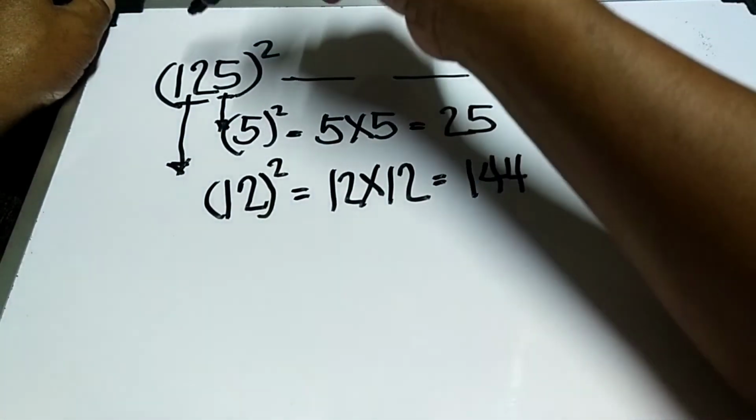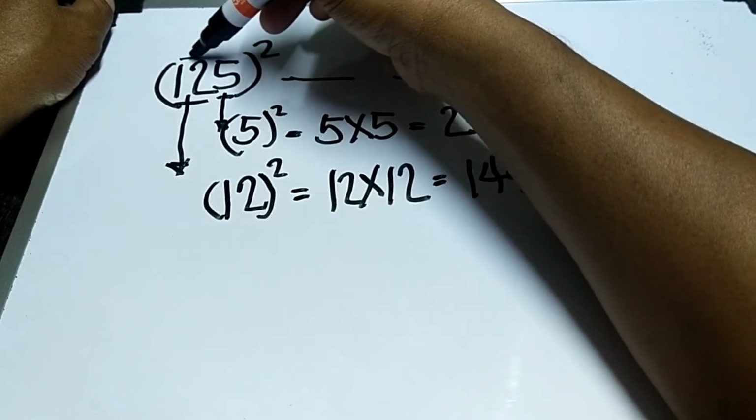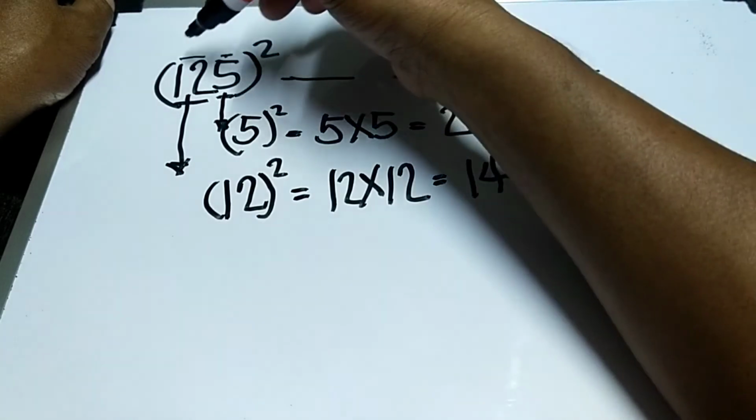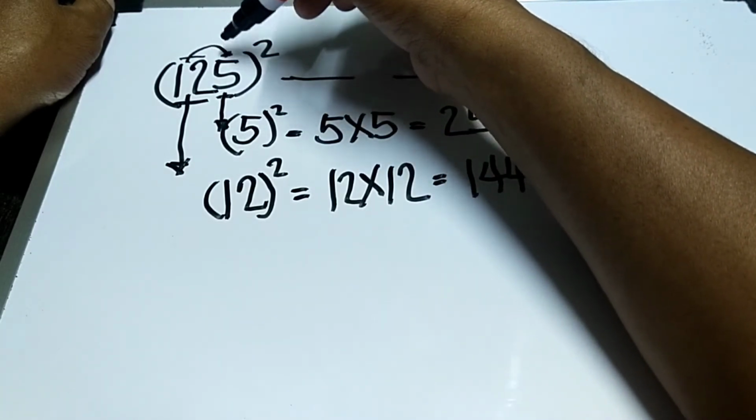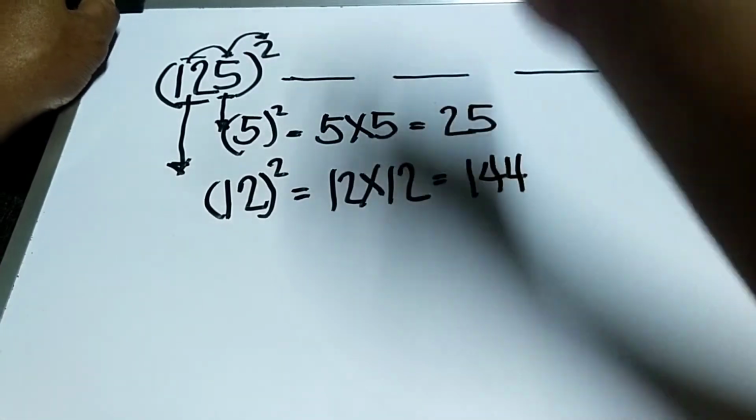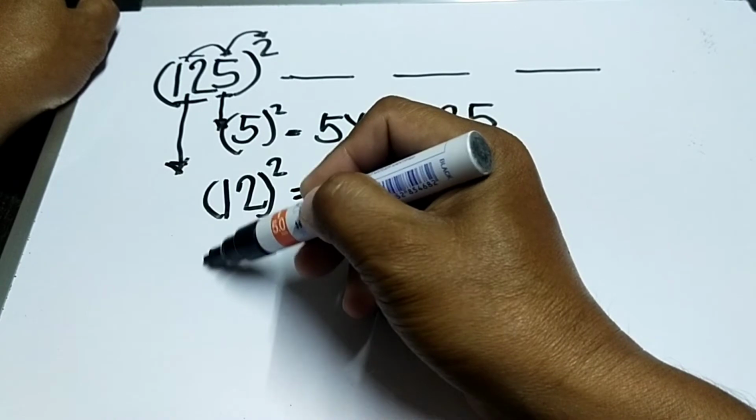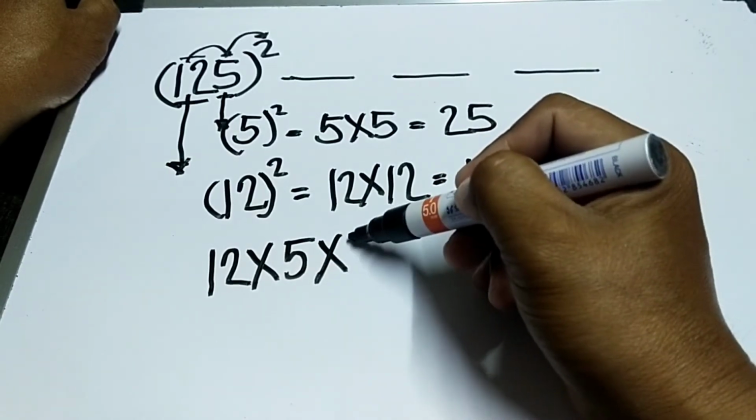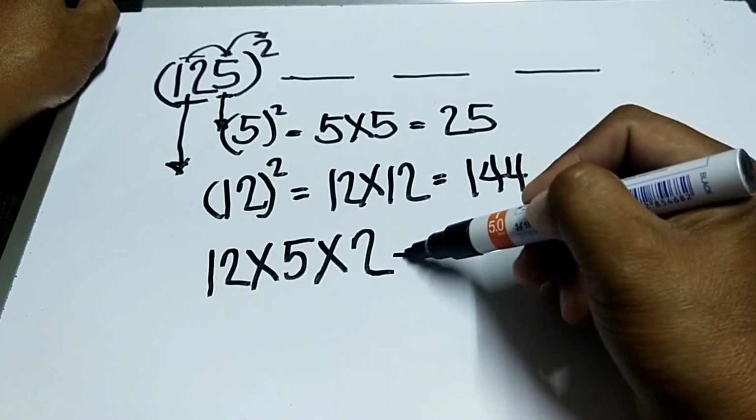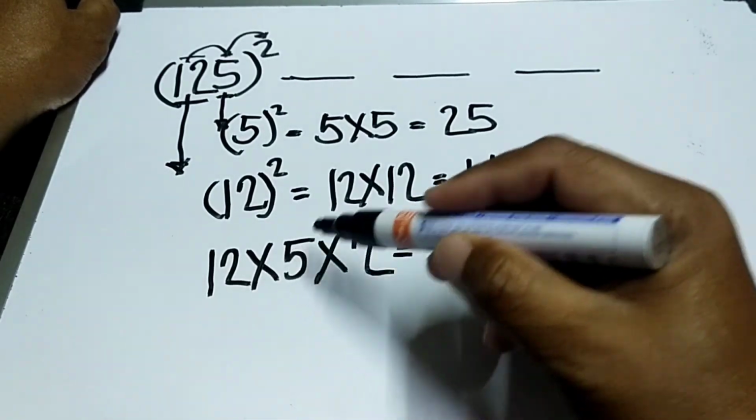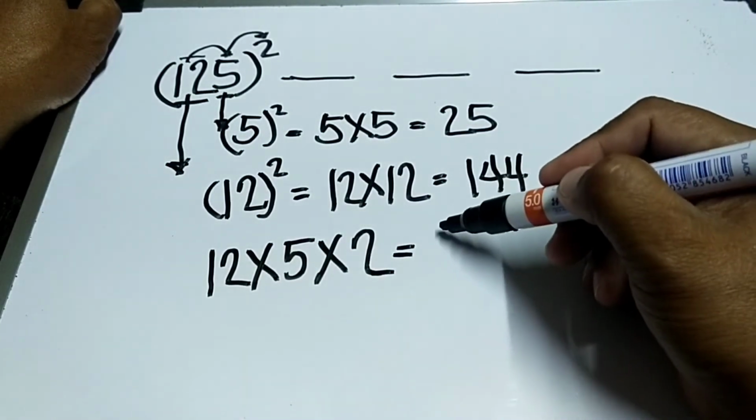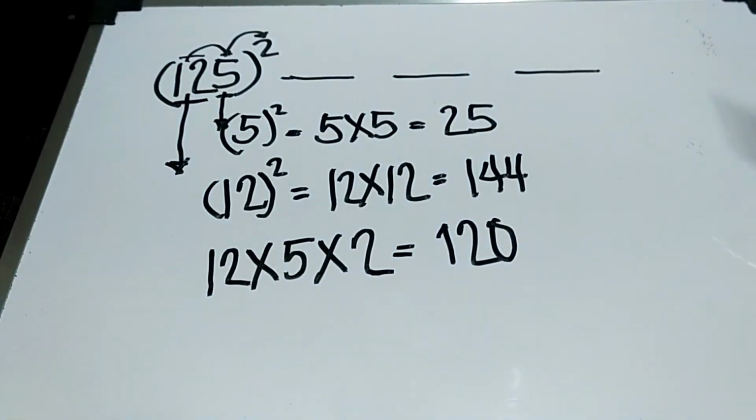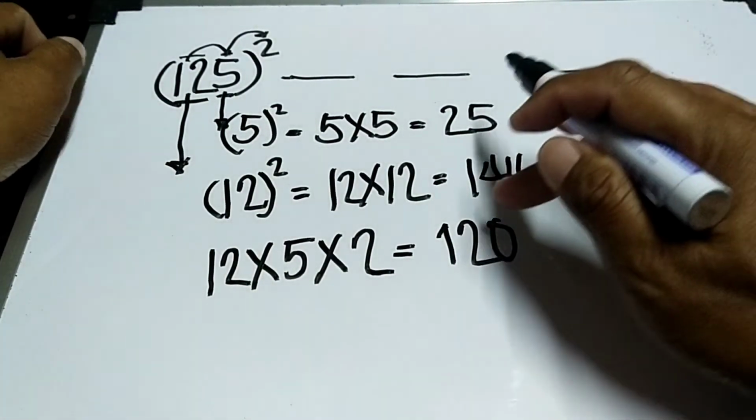And then, multiply 12 to 5, then 5 to 2. Okay? Multiply here, then multiply here. So, this looks like this. 12 times 5 times 2. Okay? So, therefore, this is equals to 12 times 5 is 60 times 2 is 120. Right? So, did you get the same answer, guys?